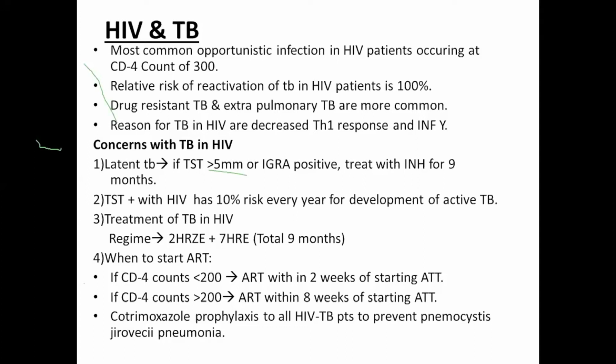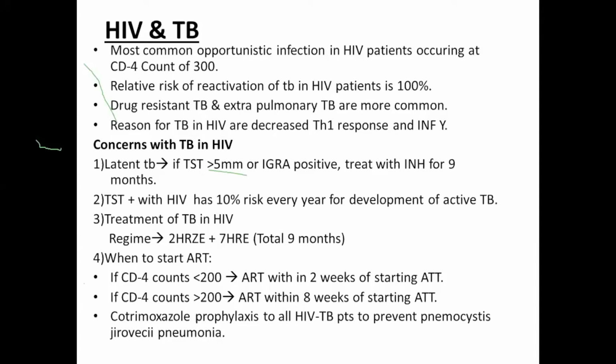If latent TB, TST more than 5 mm or IGRA positive, treat with INH for 9 months in HIV patients. If TST is positive with HIV, there is a 10% risk every year for development of active TB, and the regimen is the same as per the guidelines. Only in drug susceptible patients, 2 HRZE plus 7 HR is helpful.